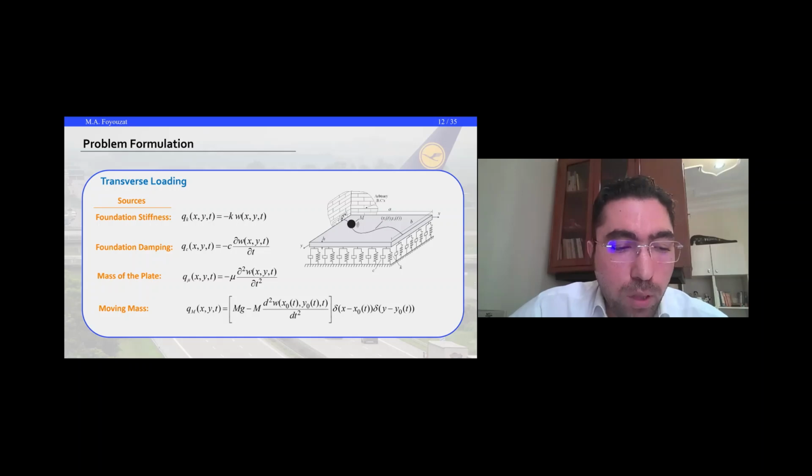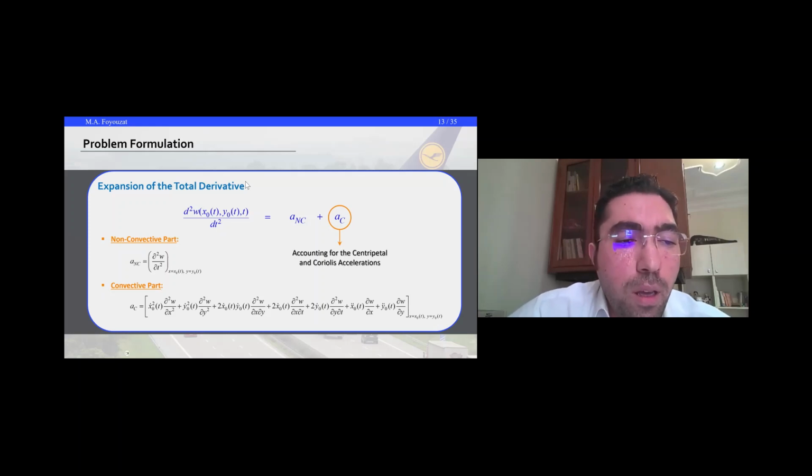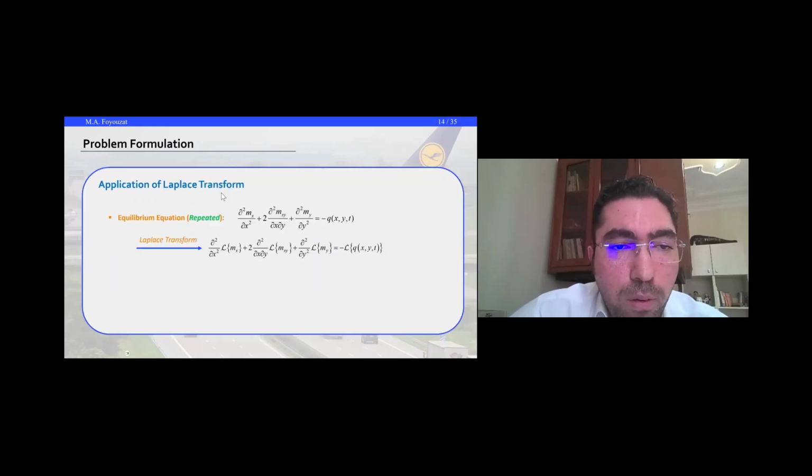The primary load due to the moving mass, that is Q sub m, is defined such that, as you can see, it includes not only the weight of the object, but also the inertial term. The acceleration to proceed, we take the Laplace transform of the equilibrium relation, which we have repeated here for simplicity. This Laplace transform can unlock the problem.